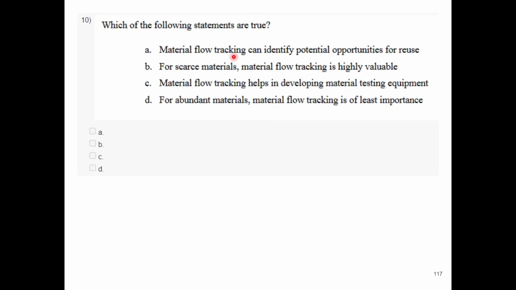Okay. 10th question, which of the following statements are true? A, material flow tracking can identify potential opportunities for use. B, for scarce materials, material flow tracking is highly valuable. C, material flow tracking helps in developing material testing equipment. Or D, for abundant materials, material flow tracking is of least importance. So out of A, B, C, and D, which are correct? Which of the following statements are true?